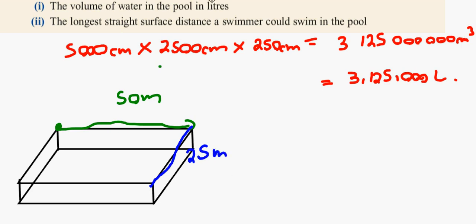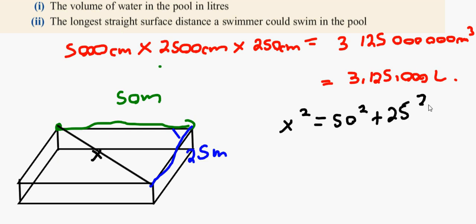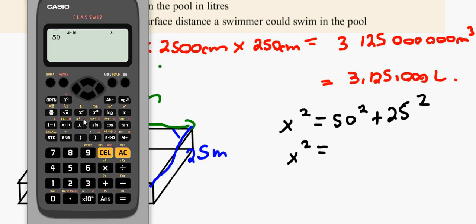What happens if I do a diagonal, where I go from here to here? Still a straight line, isn't it? Why don't we use Pythagoras' theorem? And what do we do here? X squared equals 50 squared plus 25 squared. Bear with the answer. Is that the answer in the back of the book? 55.9? Is that the answer in the back?